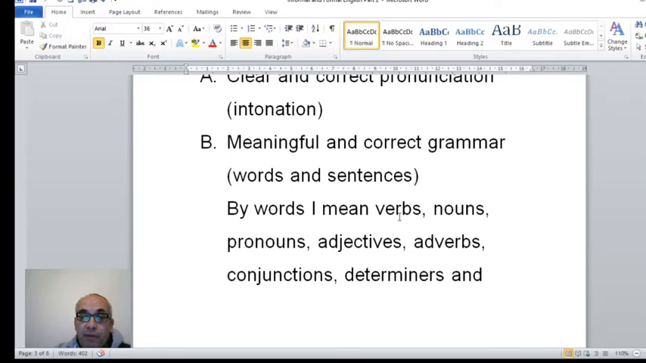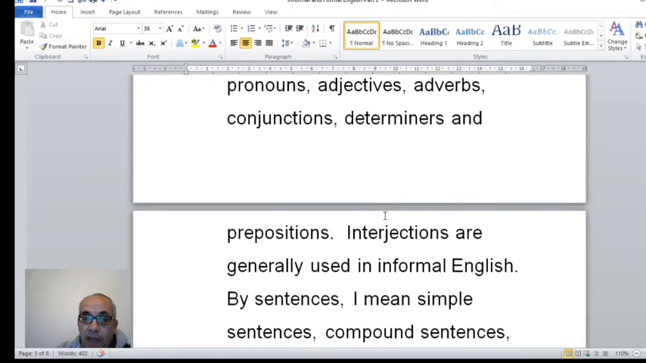By words I mean verbs, nouns, pronouns, adjectives, adverbs, conjunctions, determiners, and prepositions. So 8 parts of speech. These are parts of speech, and 8 of them must be formal. Interjections are generally used in informal English. So I said we have 9 parts of speech. 8 of them must be formal, and interjections are informal. They are used in informal speaking.